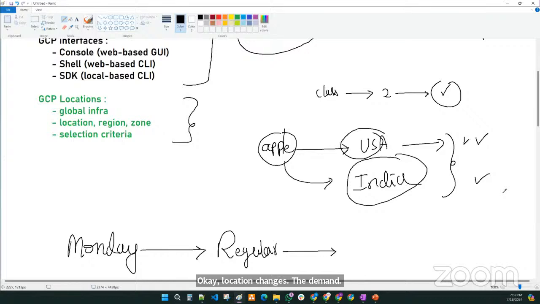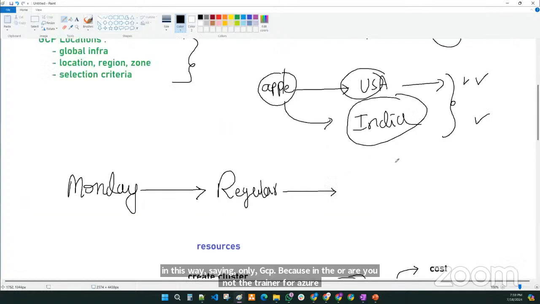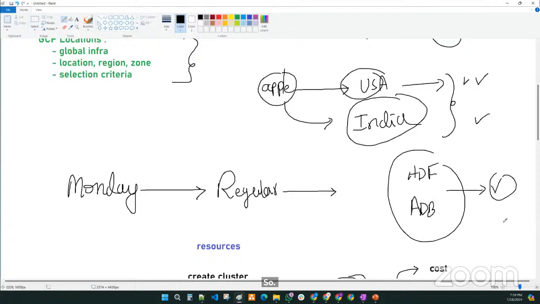Sir, are we also covering Azure in this, or only GCP? Are you not the trainer for Azure? No, I'm the trainer for Azure. There are a few people who are looking at ADF as well as ADB, Azure Databricks. Those two things I'm teaching. So in depth, you will be going into ADF and Databricks. We are going to understand ADF and Databricks. We are going to see the case studies also, right?